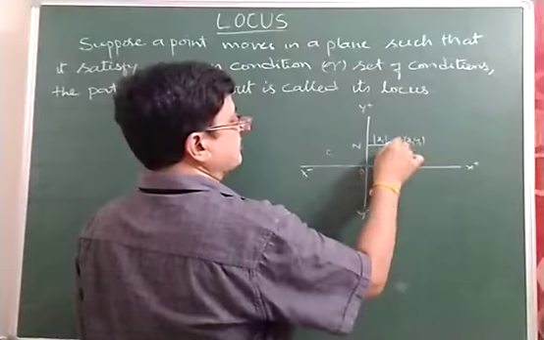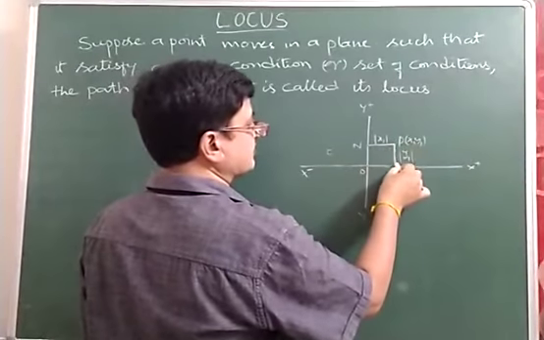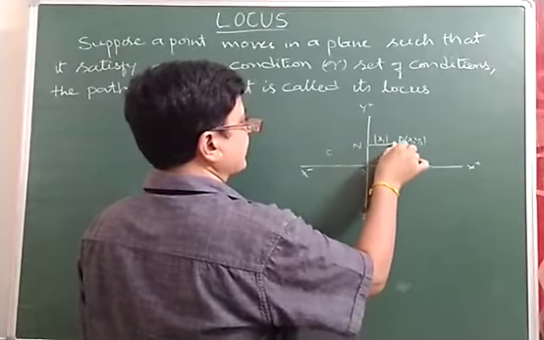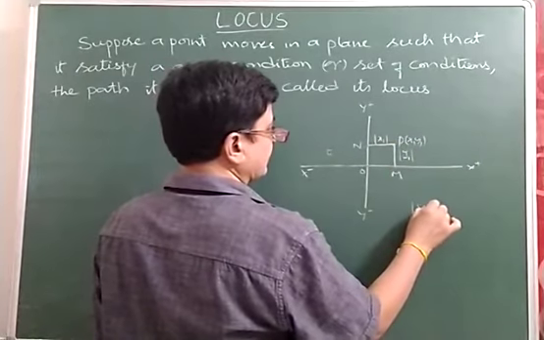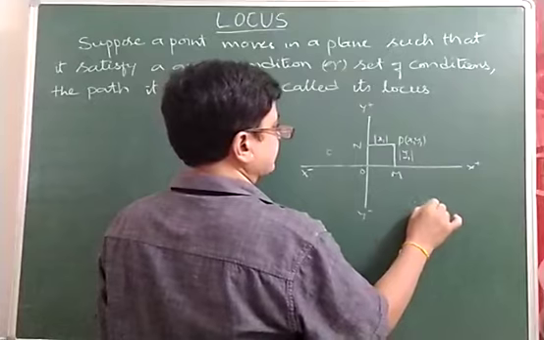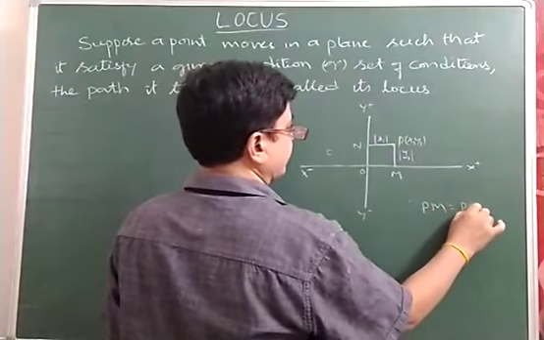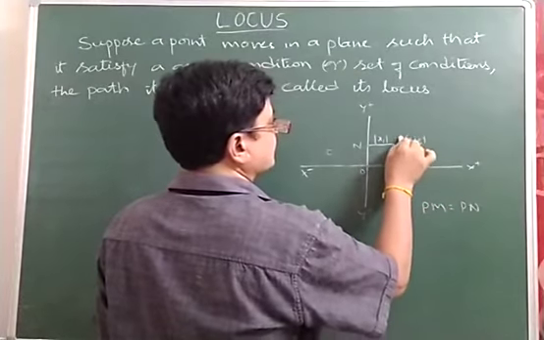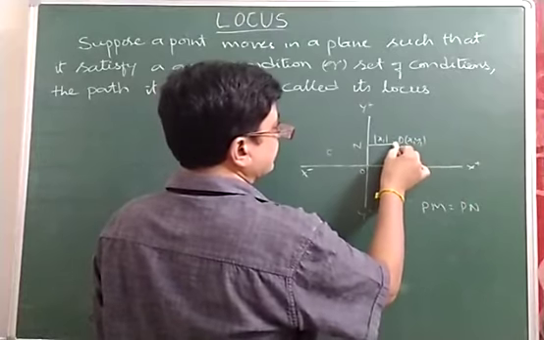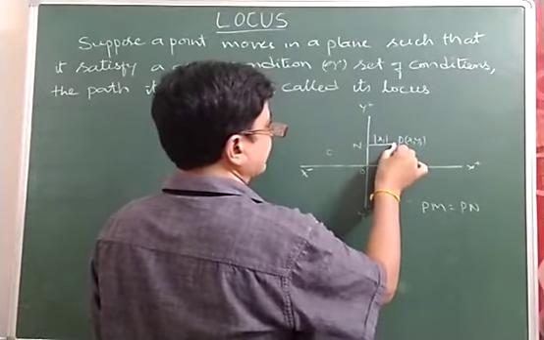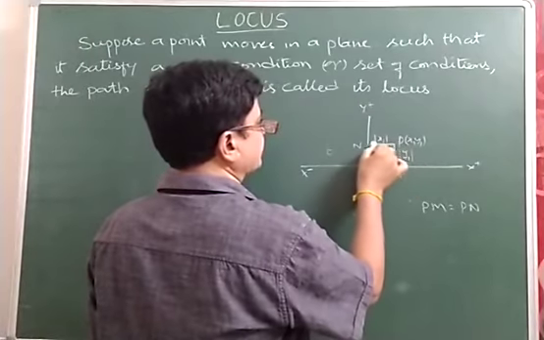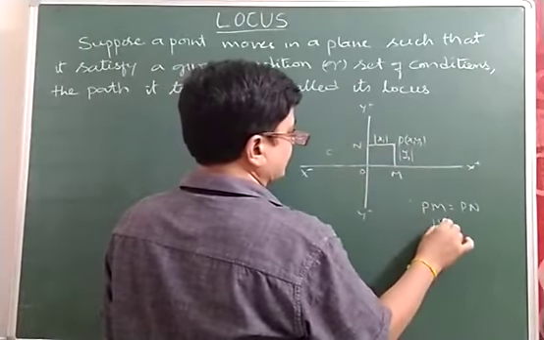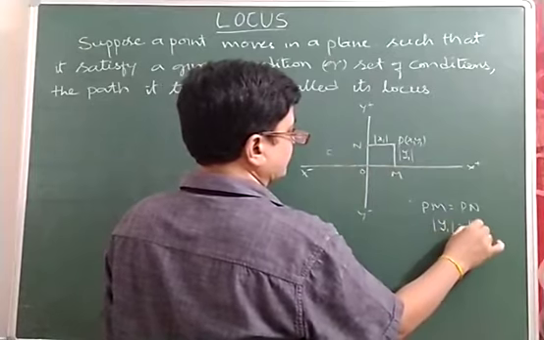The point P moves such that its distances from the coordinate axes are always equal. That means PM is equal to PN. The point moves in a plane such that its distance from the x-axis and y-axis are always equal. That means PM is always equal to PN. That means modulus of y1 is equal to modulus of x1.